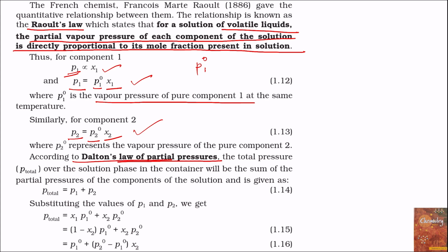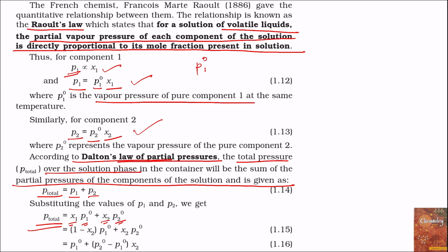According to the Dalton's law of partial pressure, the total pressure over a solution phase in the container, that is, the total vapor pressure over a solution phase in the container, will be the sum of the partial pressures of the components of the solution, and it is given as total pressure is equal to sum of the partial pressures. Now putting the value of partial pressure, we get total pressure is equal to mole fraction of component 1 into vapor pressure of pure component 1 plus mole fraction of component 2 into vapor pressure of pure component 2.